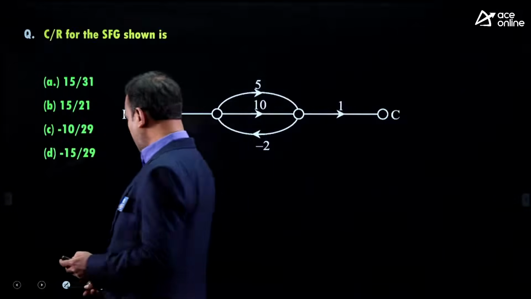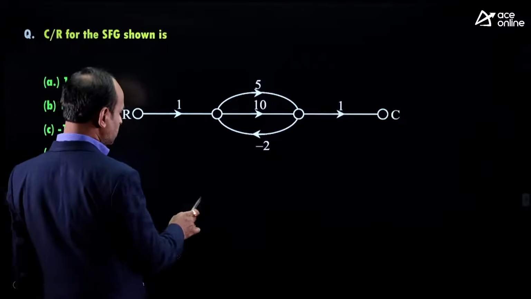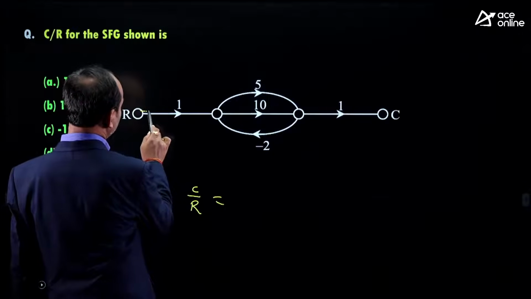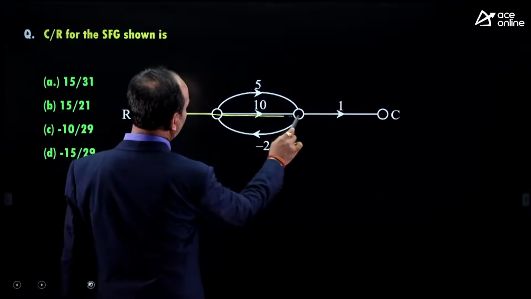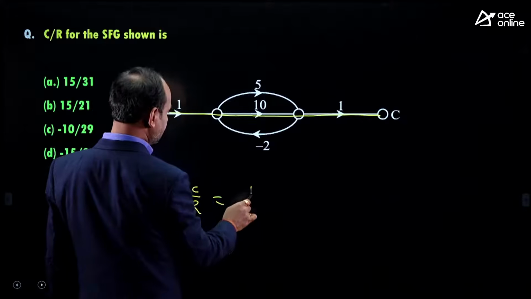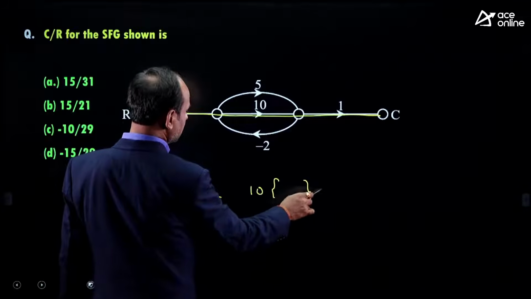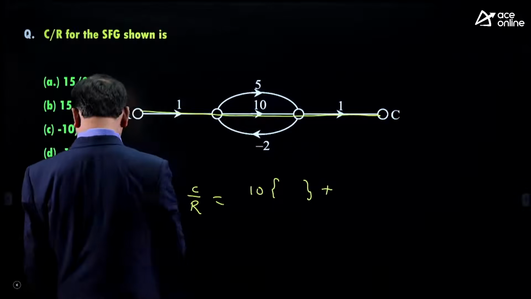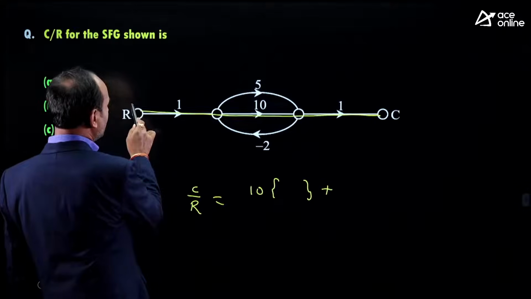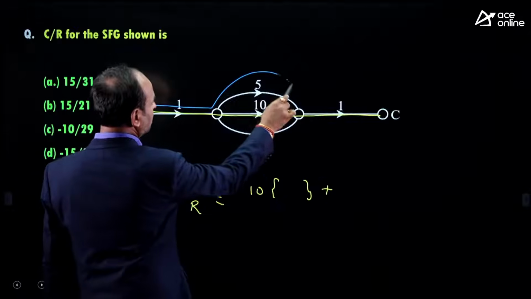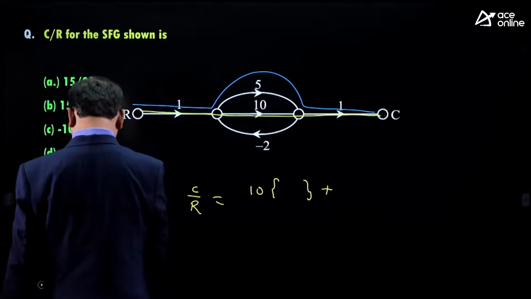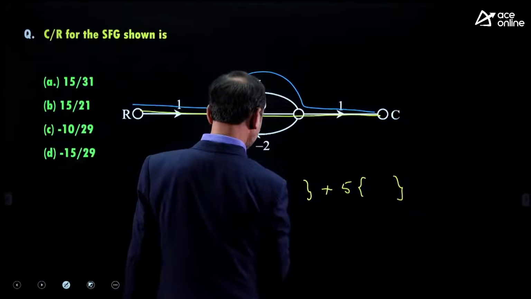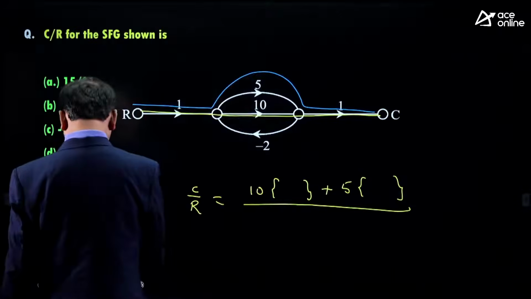First, what is the overall gain here? C by R equals, we need to write the forward path gain here. The first path, the starting input to output, is called the forward path. So only 10 is there. Leave the space, because in the shortcut technique you leave the space here. Now, is any other forward path there? Input to output, it is also a forward path. So the second forward path is 5, plus 5. Good. Leave the space. Generally in that space you get 1 only. Now forward paths are completed.